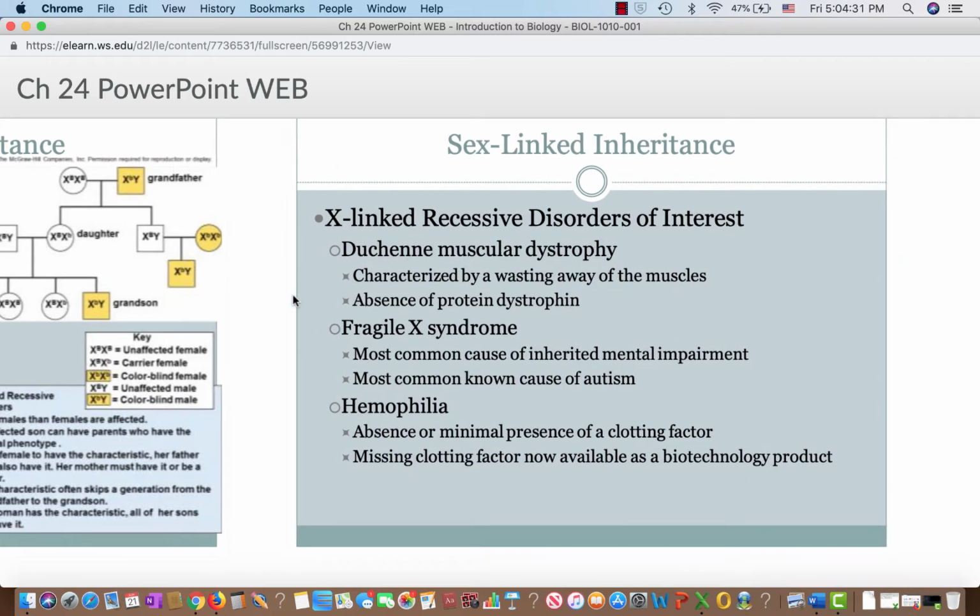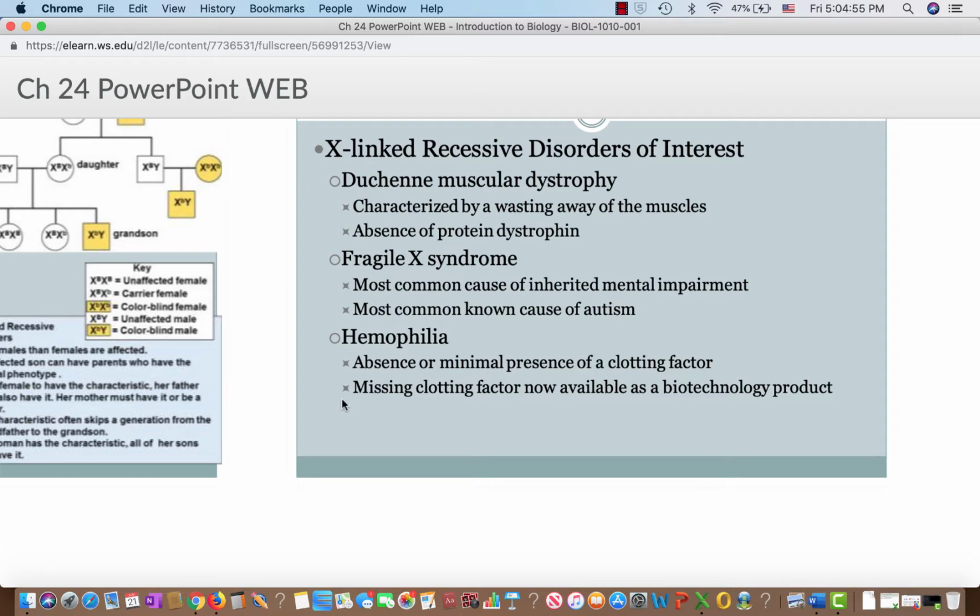Other X-linked disorders, you have Duchenne's muscular dystrophy, characteristic wasting away of muscles, and they tend to be kind of shriveled up. The joints are locked because the muscles just kind of contract and shrivel and waste away. Fragile X syndrome, most common cause of inherited mental impairment and most common cause of autism. And hemophilia, there are multiple forms of hemophilia, but they involve the absence or minimal production of clotting factors.